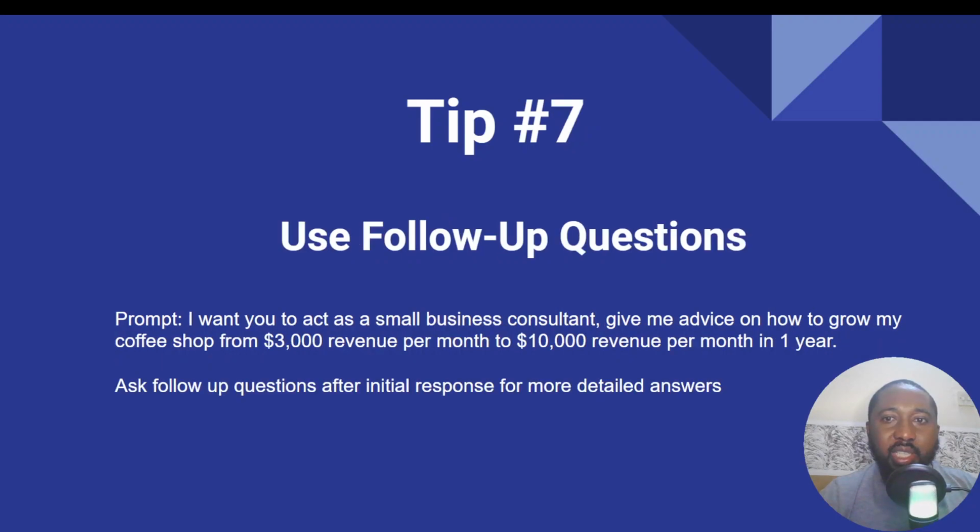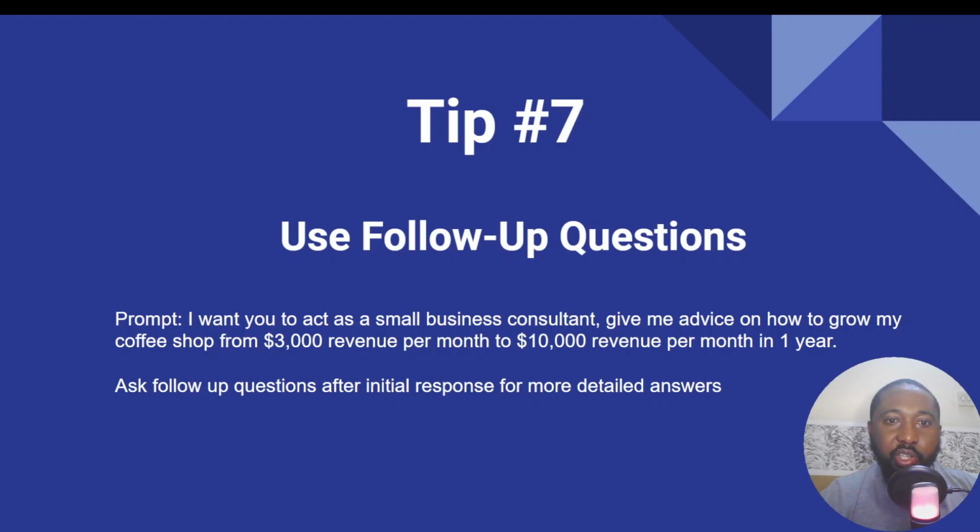So the seventh tip is that you need to ask ChatGPT follow-up questions. One of the beautiful things about ChatGPT is that when you ask it the first question and it gives you an answer, you can keep asking it follow-up questions till you get exactly what you're looking for. And these follow-up questions typically help you to get way better answers because you then zone in to exactly what you're looking for.